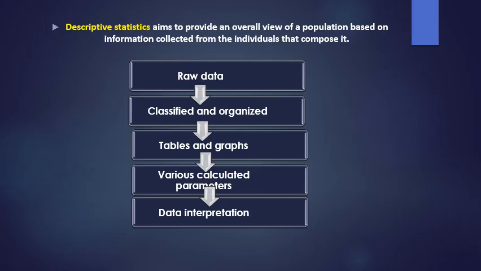After that, statistical measures are calculated to summarize the main characteristics of the data. Finally, the results are interpreted to draw conclusions and support decision making. In short, descriptive statistics transforms raw data into meaningful information.